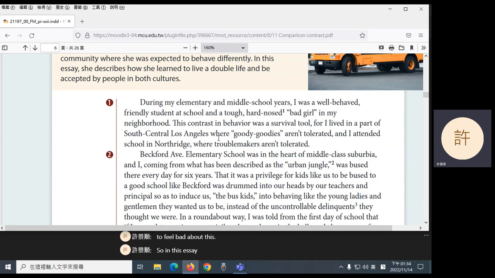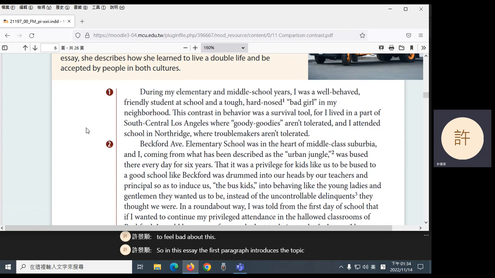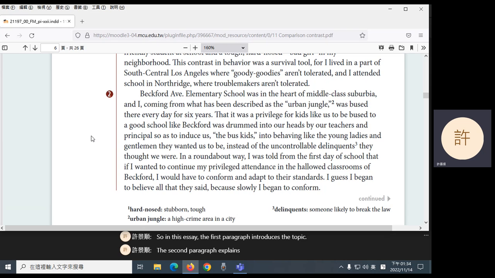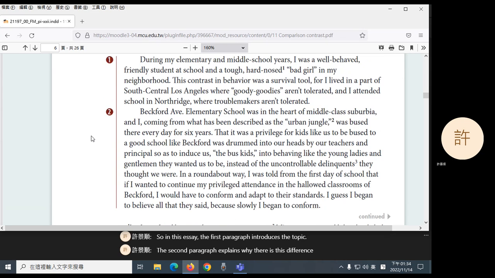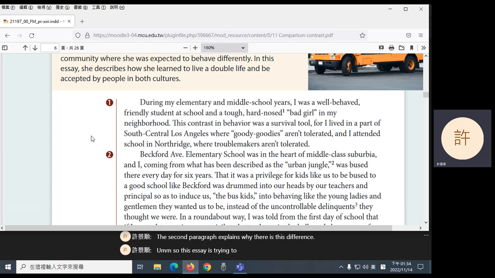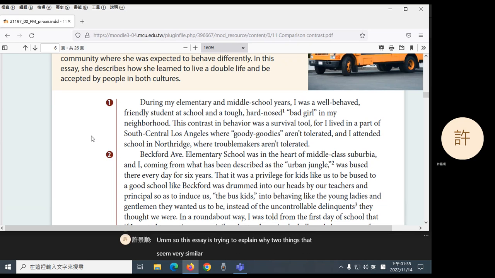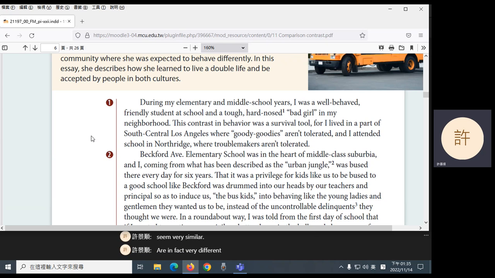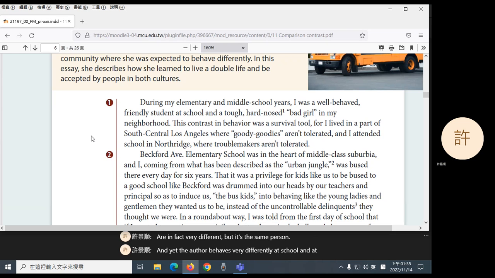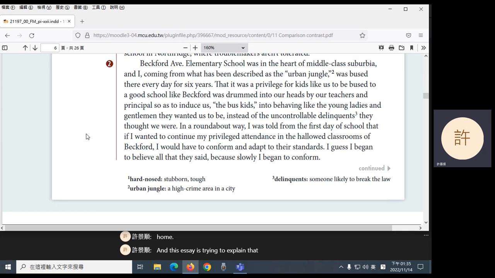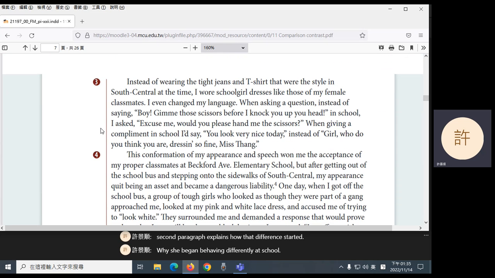So in this essay, the first paragraph introduces the topic. The second paragraph explains why there is this difference. So this essay is trying to explain why two things that seem very similar are in fact very different. Right? It's the same person, and yet the author behaves very differently at school and at home. And this essay is trying to explain that difference. So the second paragraph explains how that difference started, why she began behaving differently at school. The third paragraph gives some of those differences in clothing and behavior and language, what she says.